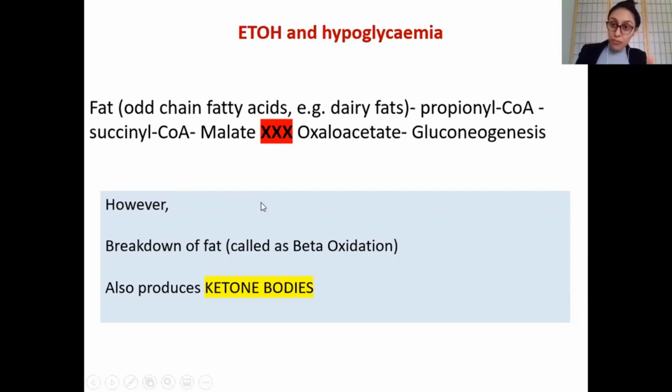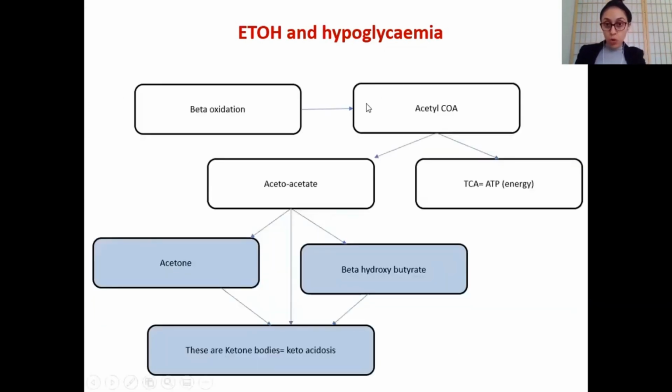However, what fat can do is break down itself, and give you energy. All right, so breakdown of fat, as you know, is called beta oxidation, which is lipolysis, lysis meaning breakdown. So yes, fat can break down to give you energy, but it also produces ketone bodies. So this is what I'm talking about. When you have beta oxidation of fat, it generates acetyl-CoA.